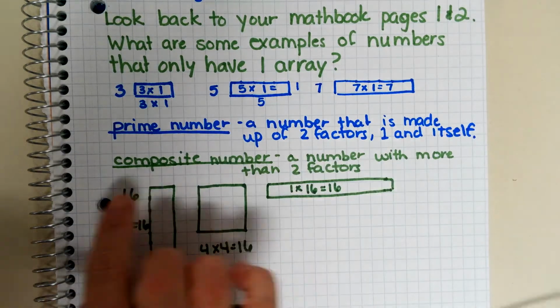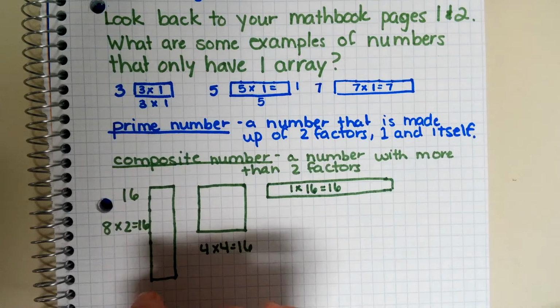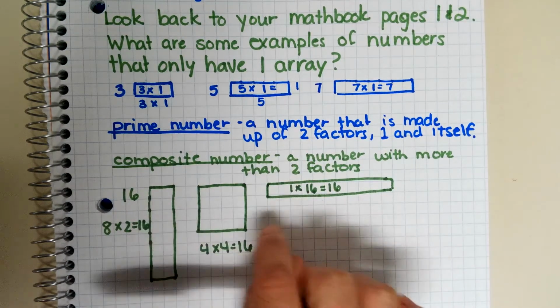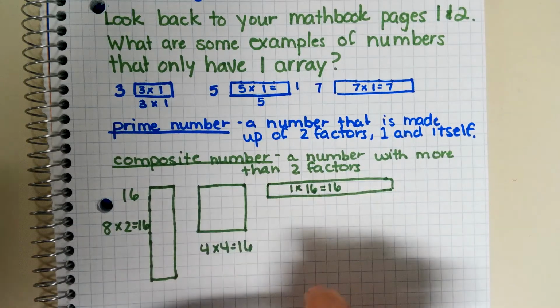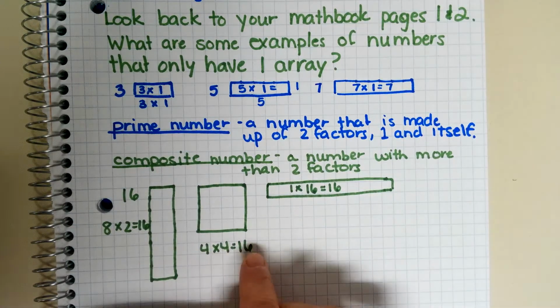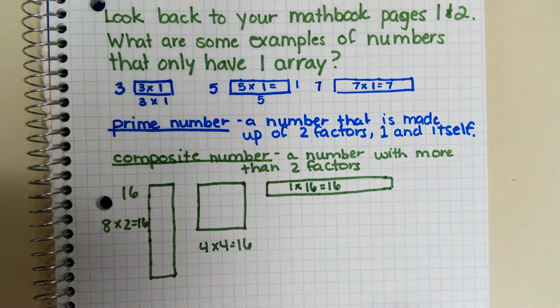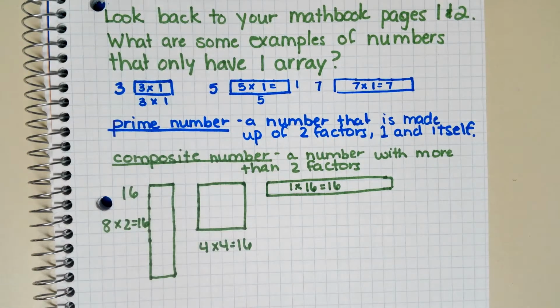So we know that 16 is a composite number because more than two factors make that up. 1 and 16 are some factors that make up 16. 4 times 4 also makes 16. 8 times 2 also makes 16. So now we know that is a composite number.